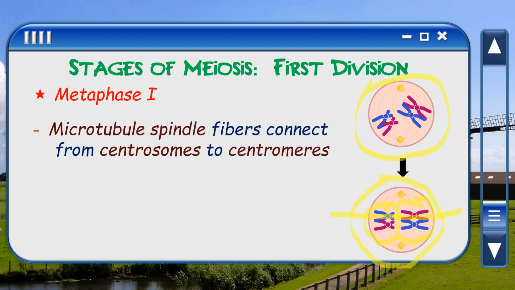Here they say microtubule spindle fibers connect from the centrosomes to the centromere. Where are the centrosomes? These are the centrosomes that you are seeing on the side. And the microtubule spindles are these lines that you are seeing that will go and attach themselves on the chromosome.